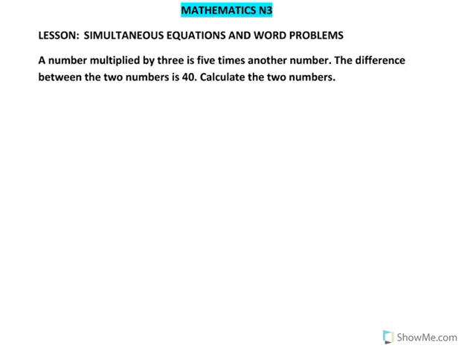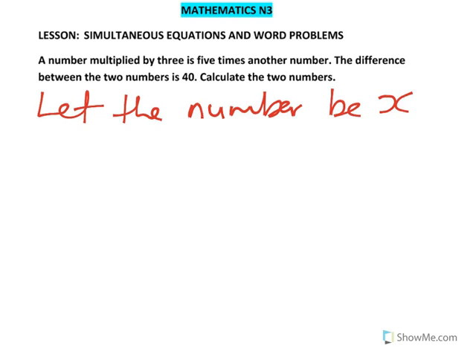Let us move on to the next one. It says a number multiplied by 3 is 5 times another number. The difference between the two numbers is 40. Calculate the two numbers. I'm going to come up with the equations and then you can solve it. Let the number be x, so a number multiplied by 3 is 3x, because it's 3 times x, is 5 times another number.